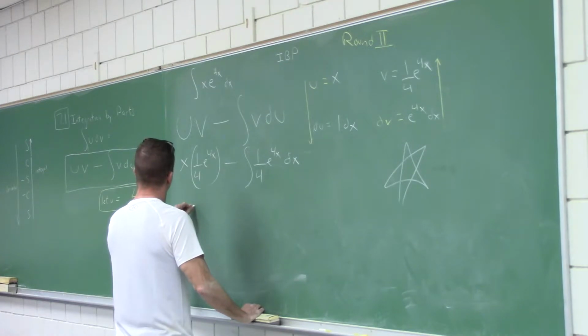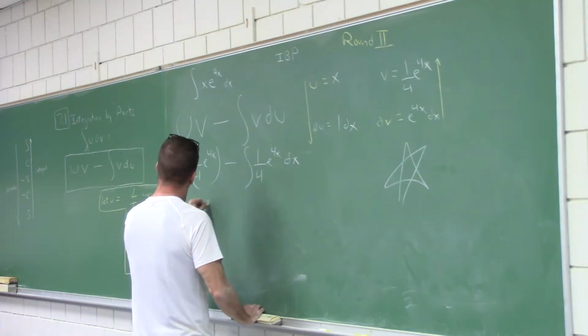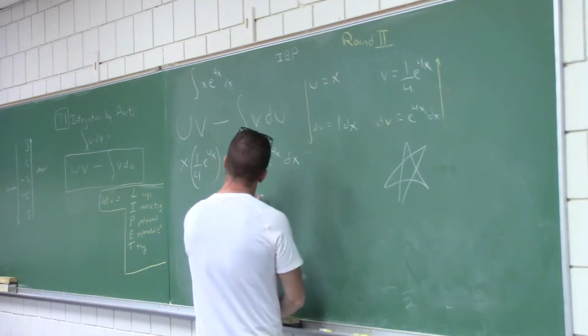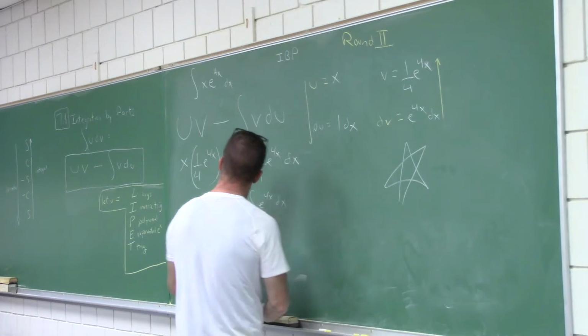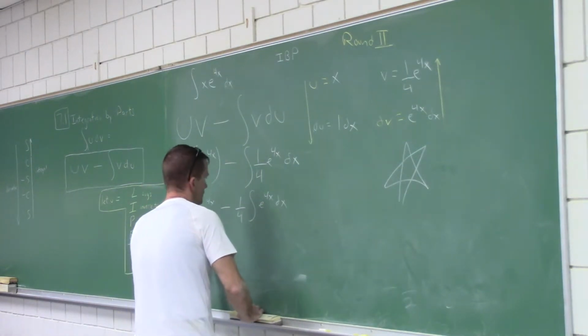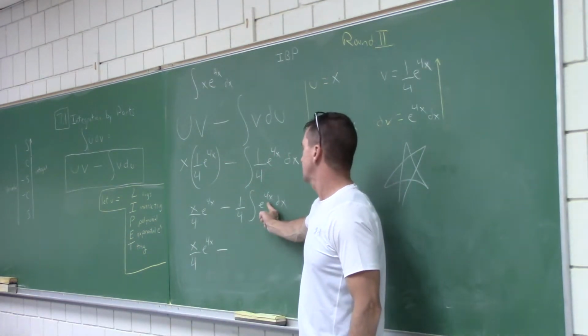So I get x over 4 e to the 4x minus 1/4 e to the 4x dx. Where's that 4 go?